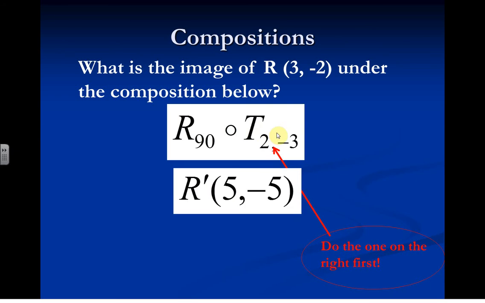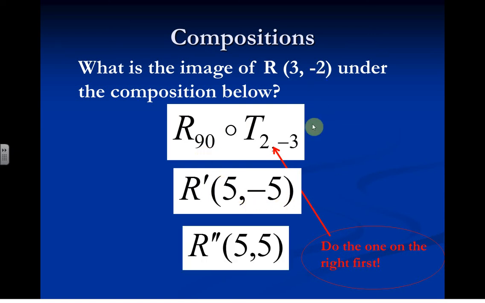So I would add 2 and subtract 3 to the given point. So 3 plus 2 is 5, -2 minus 3 is -5. And then I would rotate that point 90 degrees, and I would end up with (5, 5). Again, you always have access to graph paper, so if you don't like using the rules, just grab a sheet of graph paper and do it on the graph.